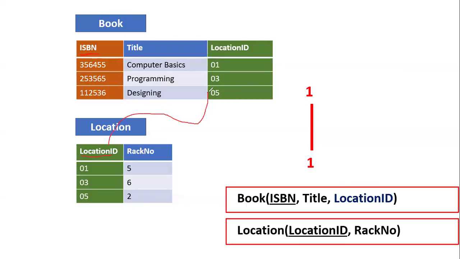So to make the relationship, location ID is inserted into the book table. Here, this is the primary key of the location table, and ISBN is the primary key of the book table. When location ID is inserted into the book table, it becomes the foreign key of this table.